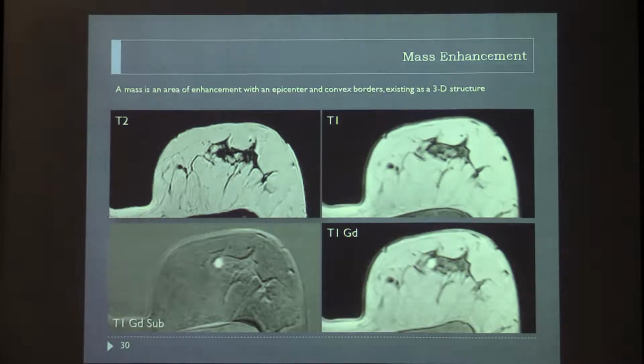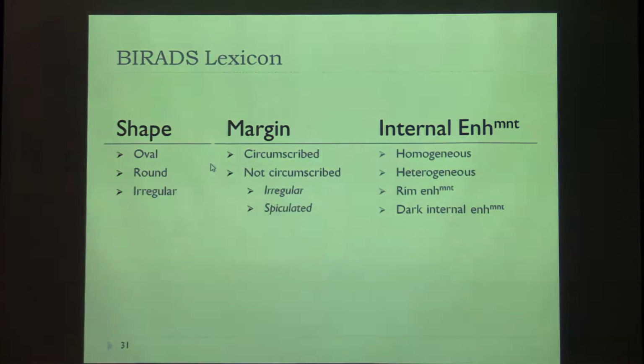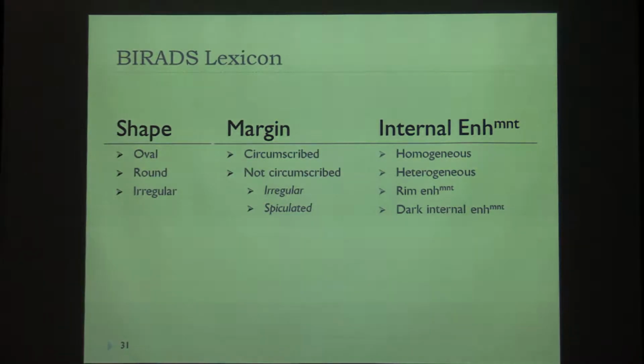So let's talk about mass enhancement now, quickly. The definition didn't change. You still see an area of enhancement with an epicenter and convex border, like this one. You can see there is a convex border. The lexicon is much more simplified than previously. They try to do the same description as in mammography. So now the shape of a mass can only be oval, round, or irregular. Margins are simplified also. It could be circumscribed or not circumscribed, with irregular or spiculated border. There is no more indistinct or anything like that. So you see it's really simpler.